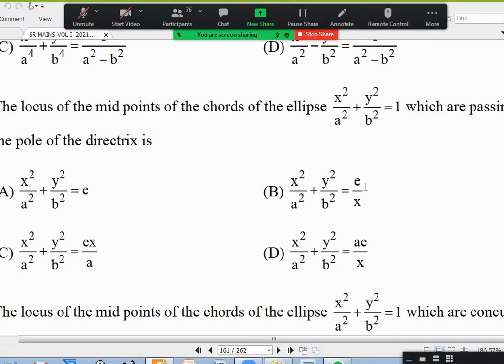Sir, equation of chord is S1 equals to S11, sir. Yes. It should pass through directrix, means we can find the pole. What is the pole of the directrix? Pole of directrix is focus, sir. Yes. This is also hardly 2 steps.